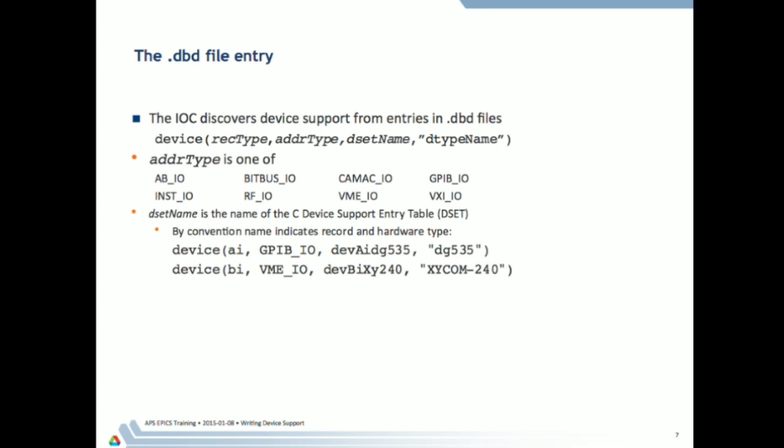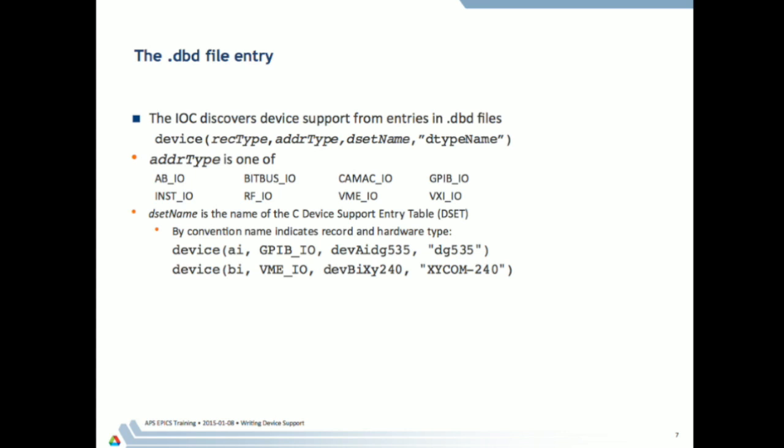So the device entries then, there are 4 arguments that the IOC loads as part of that DBD file. The record type: there has to be a device entry for each record type that you're supporting, so there'll be one device line for every record type. The address type there specifies what kind of information the device needs to find the particular device, and we'll come back to what those address types are in a minute.